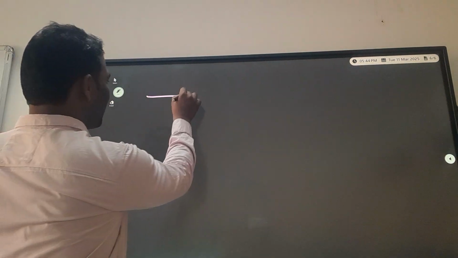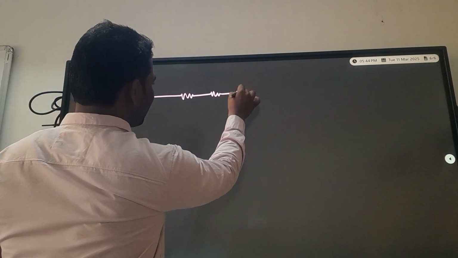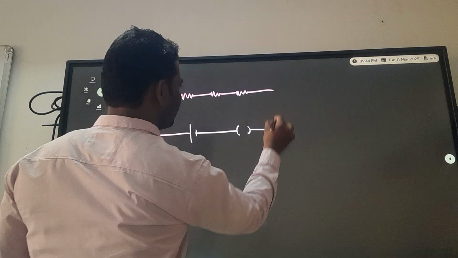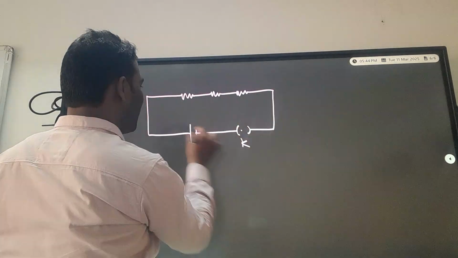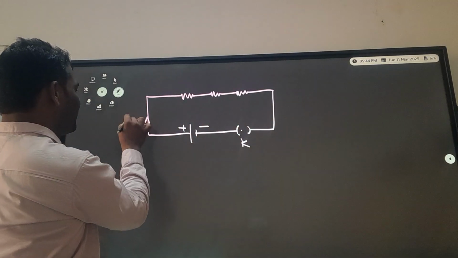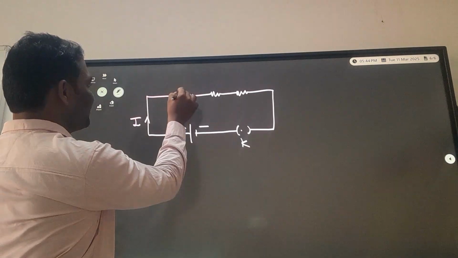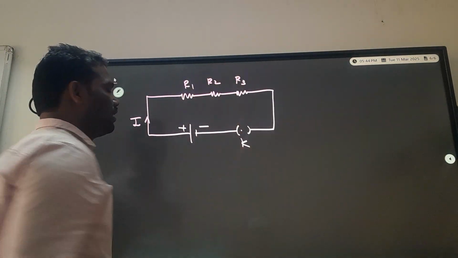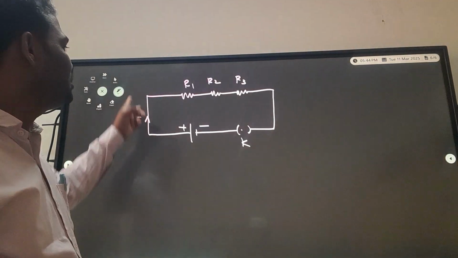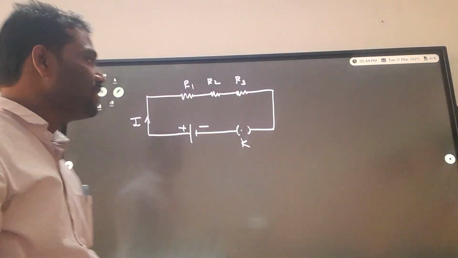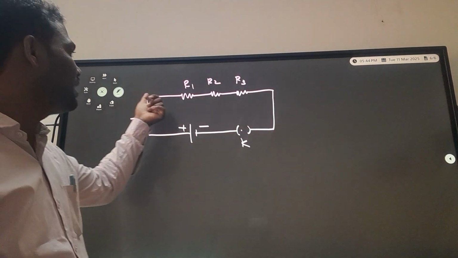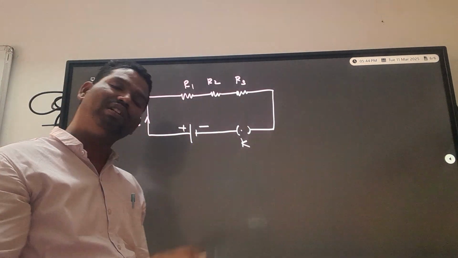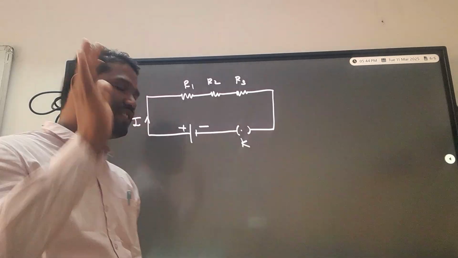So here we can take R1, R2 and R3. These are the three resistances which are connected in series combination. Here we have one battery, and we are passing current I through them. Now we know very well that the current passing through all the three resistances must be the same, because the same current is passing through R1, R2 and R3.